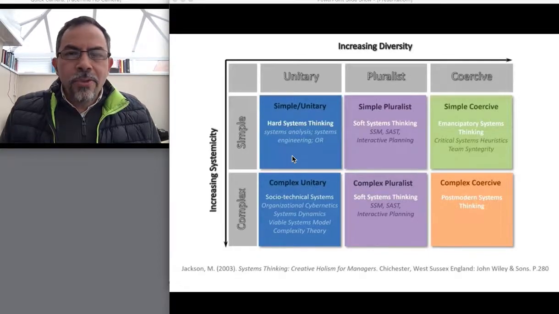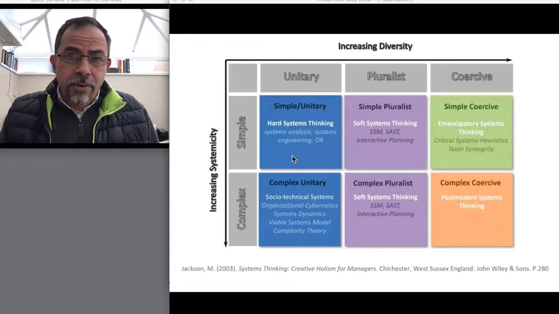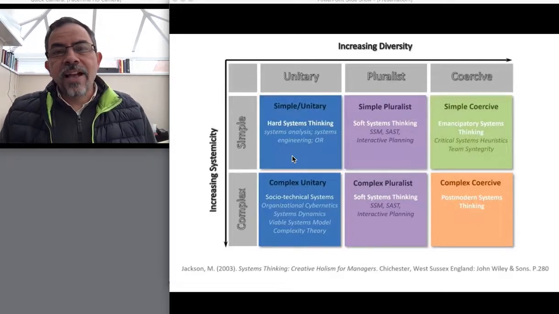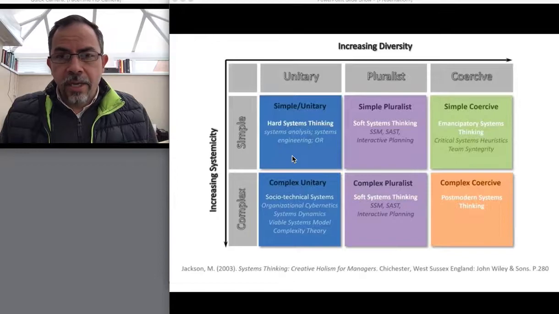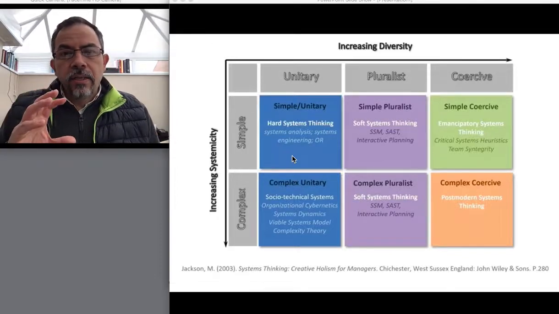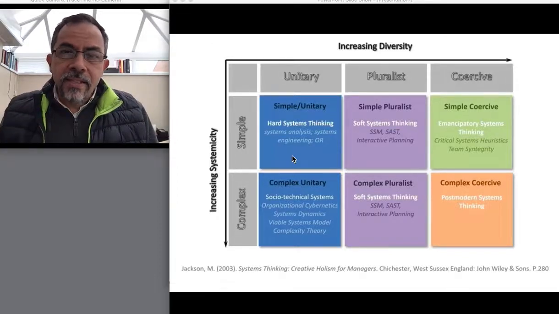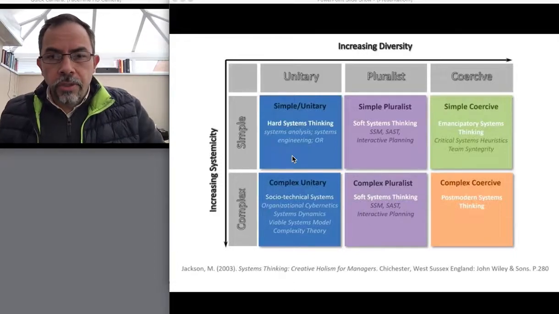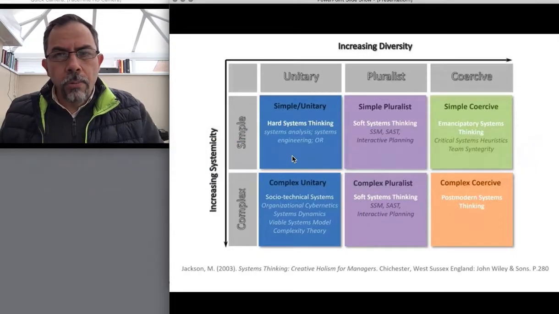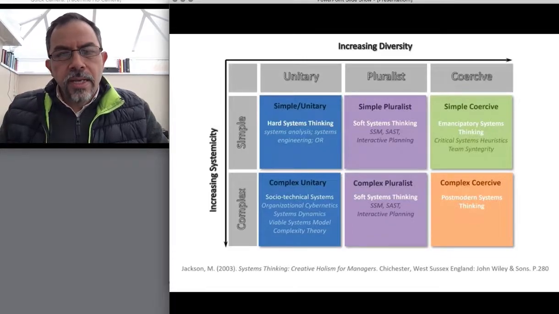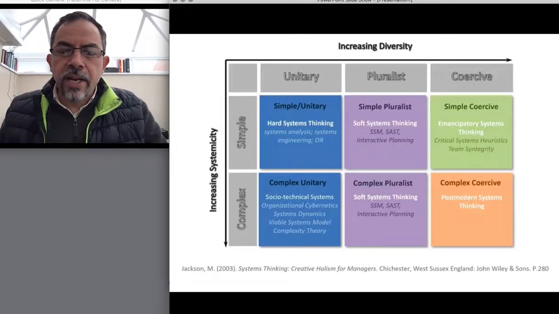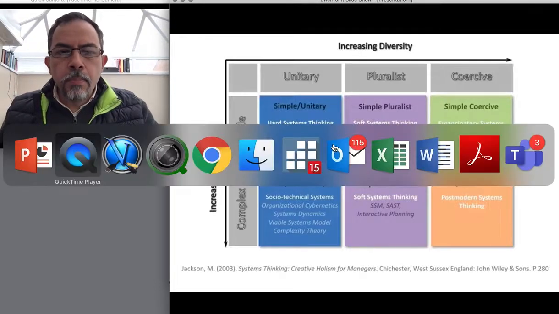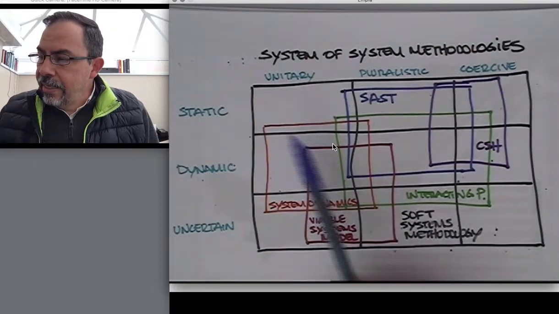Hello everyone. Today we have the last of the recordings associated with the topics for our model SMART. This video is about the system of system methodologies. In a sense, we've been covering that idea for a number of sessions. You are familiar already with the illustration I have right there, and you are also familiar with this concept.